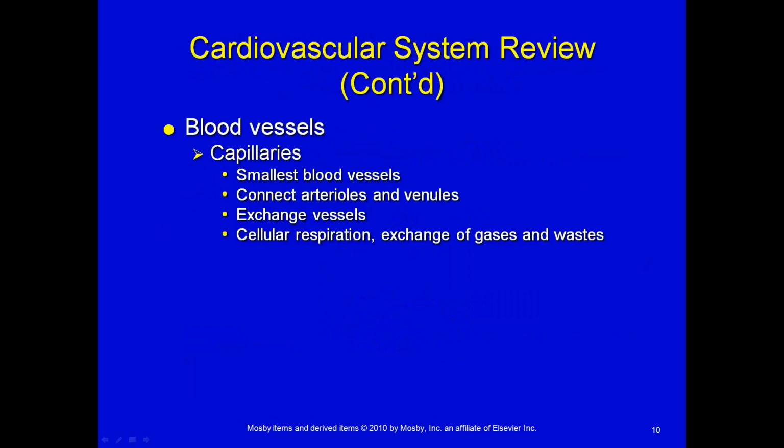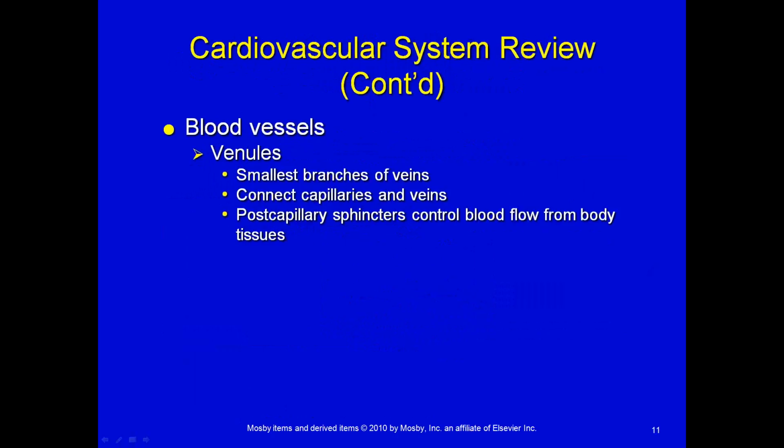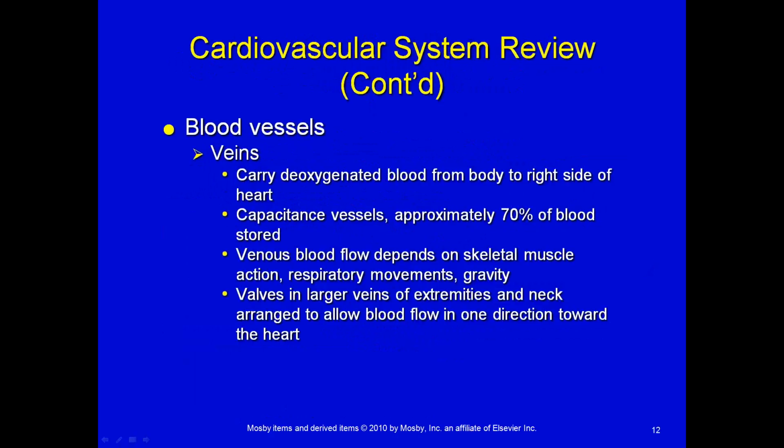Now, capillaries are the smallest blood vessels. They connect arterioles to venules. And these are exchange vessels. Capillaries are where cellular respiration and the exchange of gases and wastes take place. Venules are the smallest branches of veins, and they connect the capillaries and the veins. You have postcapillary sphincters that also control blood flow from the body to the tissues.